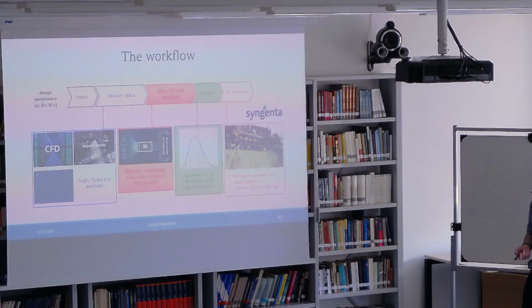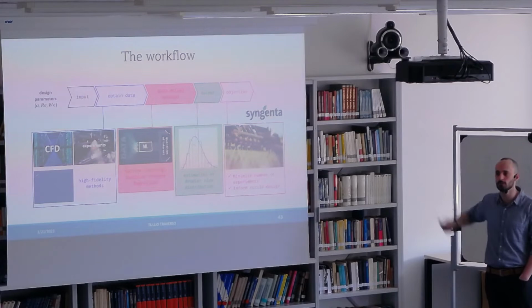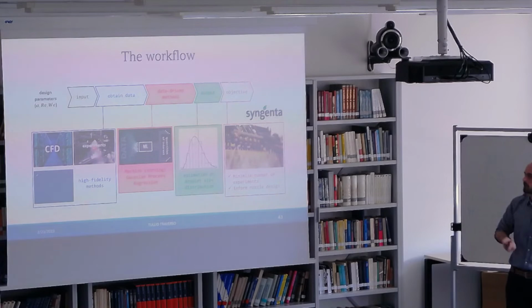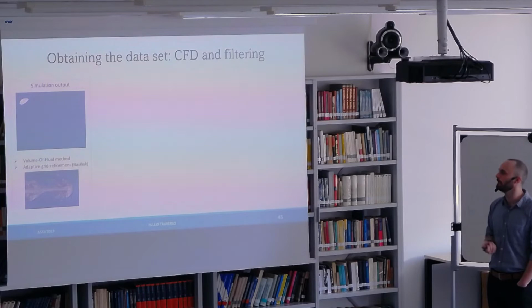And can we use the model also to guide, for example, the best next experiment to do, and to inform the design of, for example, a new nozzle if we have an objective? And so that's what we do. Let's see, first of all, a little bit about the simulation. The simulation I perform in Basilisk, and what we obtain at the end of the simulation is a population of drops.